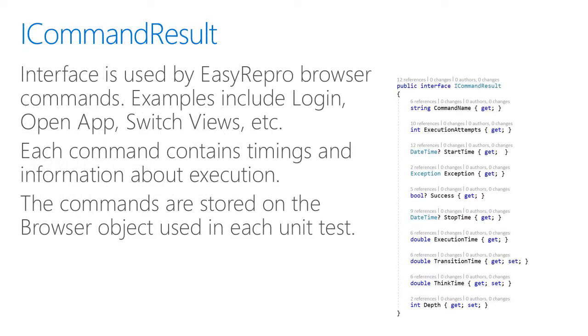The iCommandResult is an interface used by EasyRepro browser commands. Examples of browser commands include login, open app, switch views, entity, etc. Each command contains timings and information about execution, and the commands are stored on the browser object used in each test. To the right, you will see the implementation of the iCommandResult interface, including the command name, execution attempts, start time, exception, success, stop time, execution time, transition time, think time, and depth.